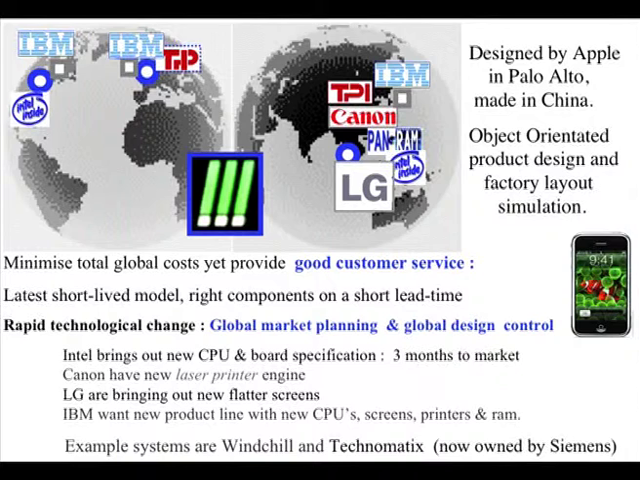In order to do this, they have to communicate their design requirements, generally in the shape of a solid model, to their suppliers, so that suppliers can build around them accurately and be right first time. Example global product design control systems are Windchill and Tecnomatix, now owned by Siemens.